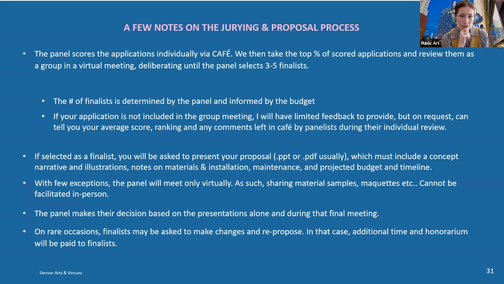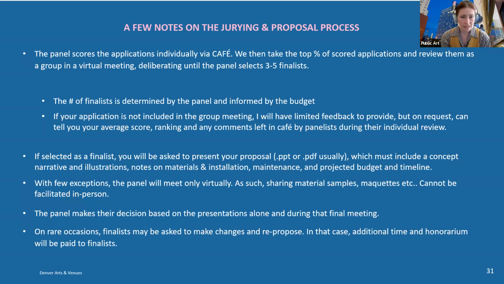And if you are someone who applies to the RFQ, but your work is not included in that top percentage that is discussed in the group meeting, I have fairly limited feedback that I can provide. So when we choose our finalists, notifications will go out to those finalists, but also anyone who was not moved forward as a finalist. And we're always open to it if you want feedback on your application. Sometimes it does take a little while to get back to you. But if you don't move forward to that final group, I can still tell you what your average score was and where it ranks in the overall pool. And if panelists left comments during their individual reviews, I can share those with you.